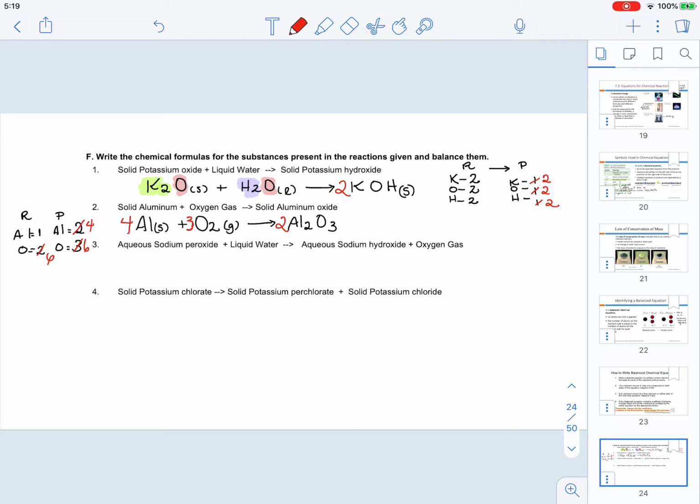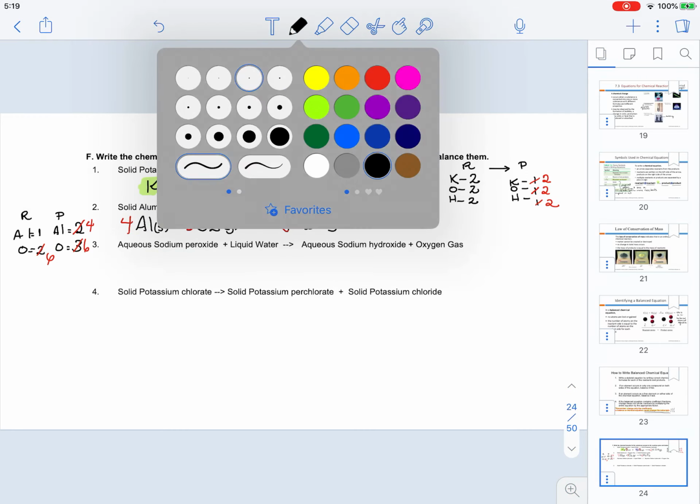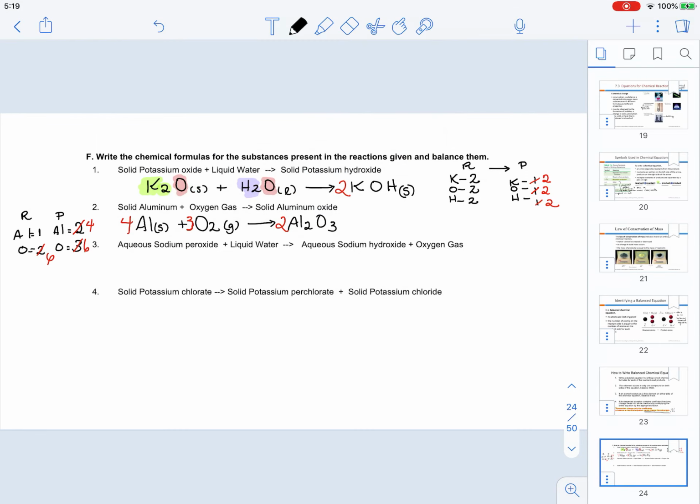For number 3, our chemical formulas are the following. We have aqueous sodium peroxide, which the chemical formula is Na2O2. And as you can see, we're going to put an AQ. This is reacting with water, which is a liquid. Then we're going to have sodium hydroxide, which is NaOH in aqueous form. And lastly, we're going to have oxygen gas, which is O2.